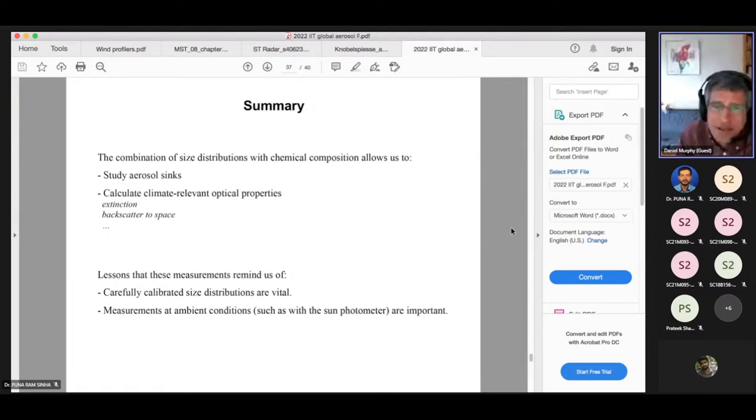The other thing is that we really need, especially if we're interested in climate, to compare measurements at ambient conditions, such as with the sun photometer, to the more detailed measurements that you can make after you bring air into, in our case, an airplane. But it also applies if you're on the ground and you have a trailer somewhere filled with aerosol instruments. The relative humidity inside that trailer is different than it was outside. So we always need to think about how our measurements compare to what was actually out in the atmosphere in terms of water content.